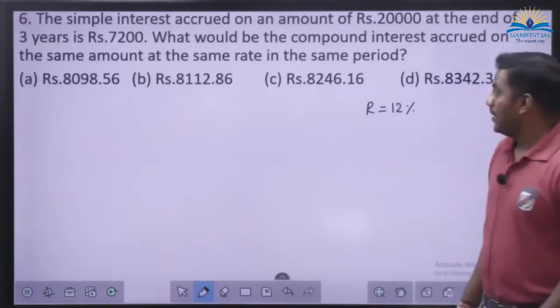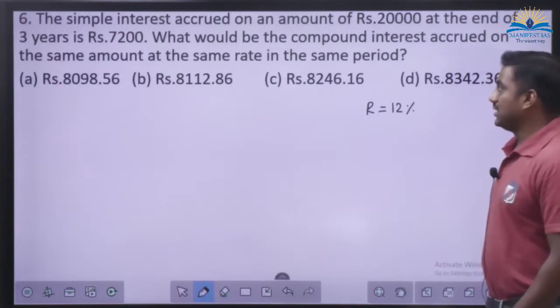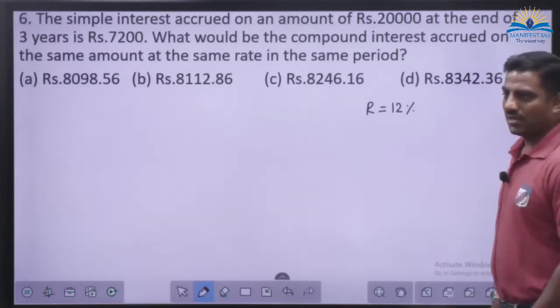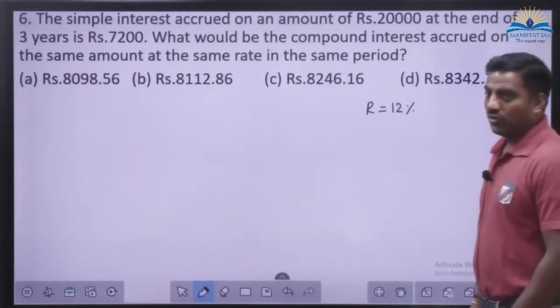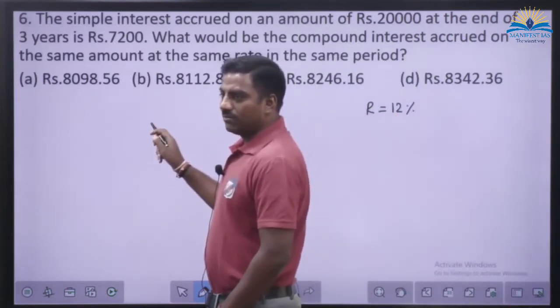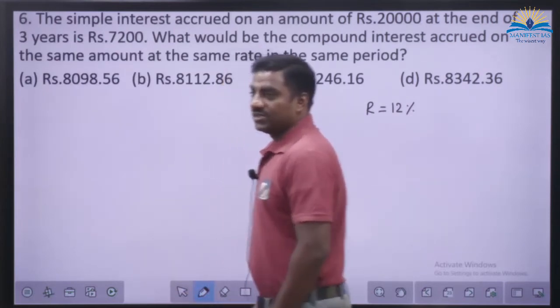Okay, fine. Then what would be the compound interest accrued on the same amount, that is 20,000, at the same rate in the same period? The same period is 3 years. So we have to go for 3 years here. Basically, every time you have to add how much percentage? 12%.